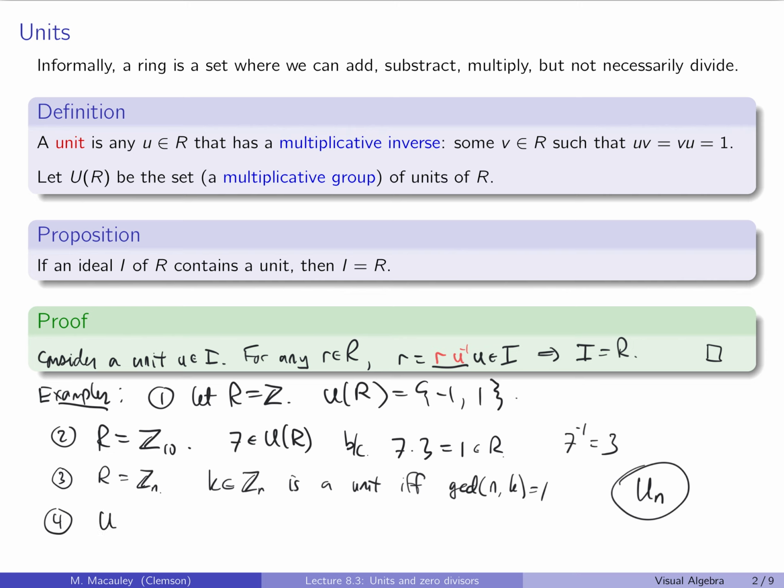So what about the units of the 2 by 2 matrices over the real numbers? These are the set of invertible 2 by 2 matrices over the real numbers.